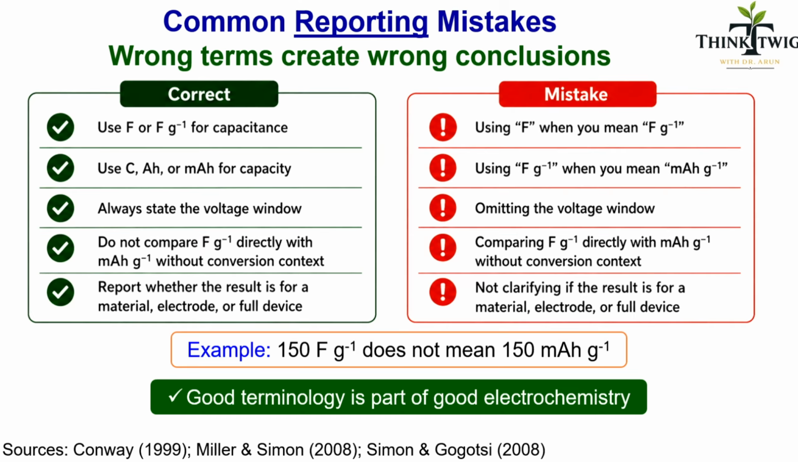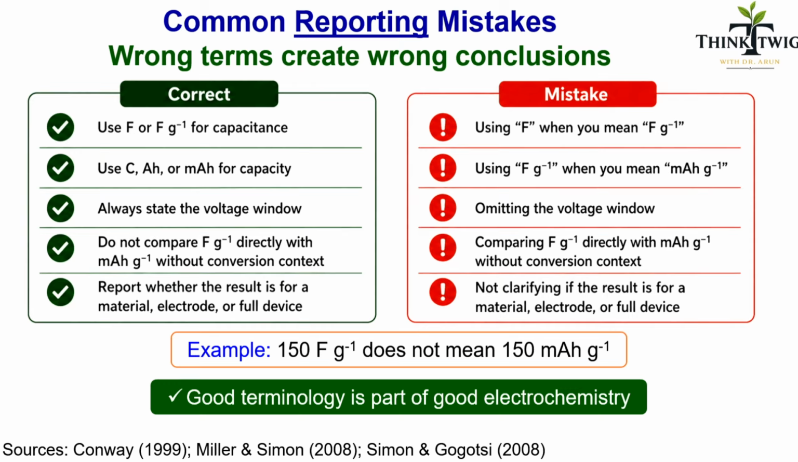Now, look at the mistakes shown on the right side. One common error is using farad when the actual value is farad per gram. These are not the same. Another error is using farad per gram when the result should be in milliampere hour per gram. Again, the number may look fine, but the physical meaning has changed.